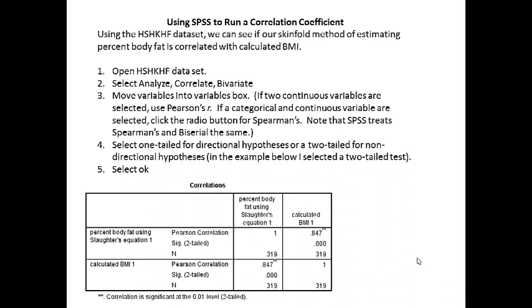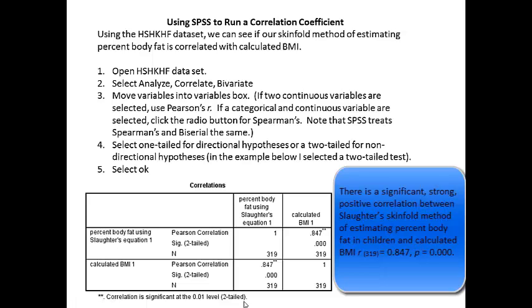So we see our correlation here. R is 0.847 and it is significant at the 0.01 level for a two-tailed test. So we correctly write our results. There is a significant, strong, positive correlation between Slaughter's skin fold method of estimating percent body fat in children and a calculated BMI, where R with 319 comparisons is equal to 0.817 and the P is 0.000. So we reject our null.